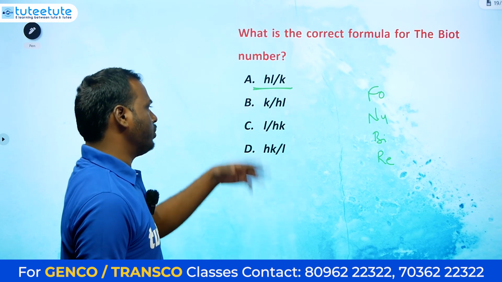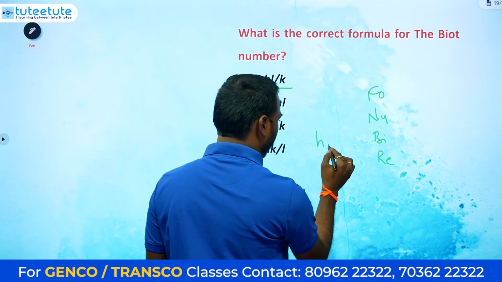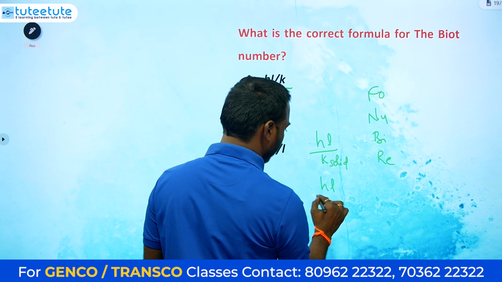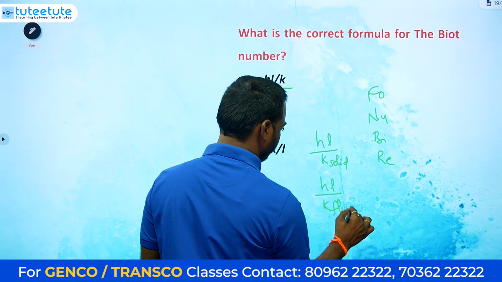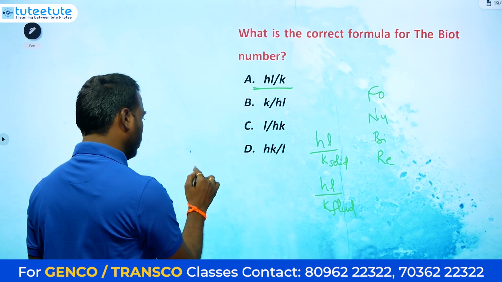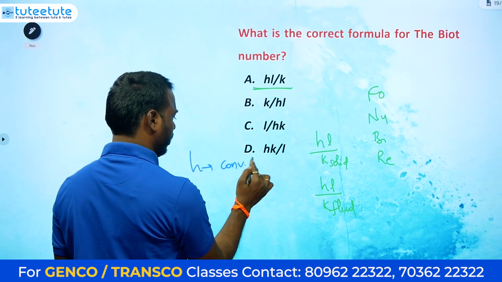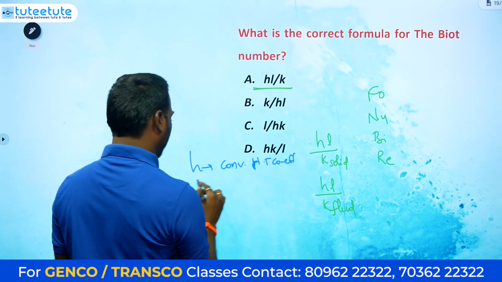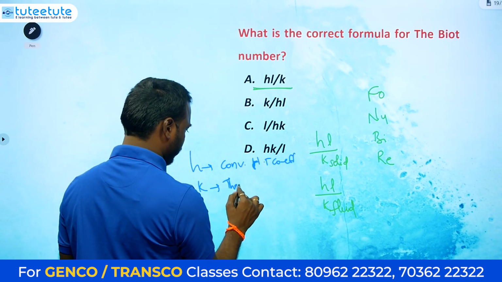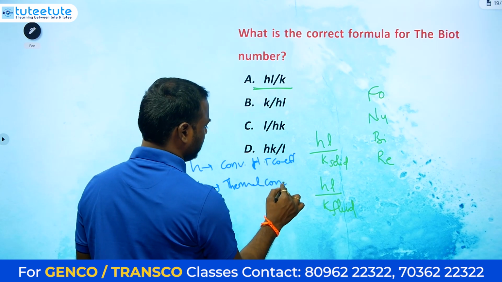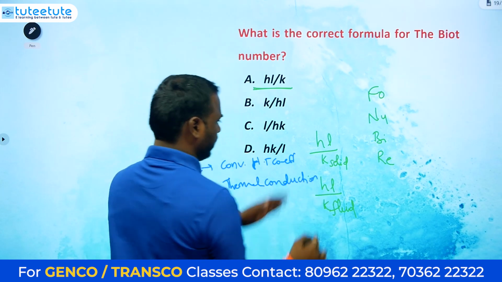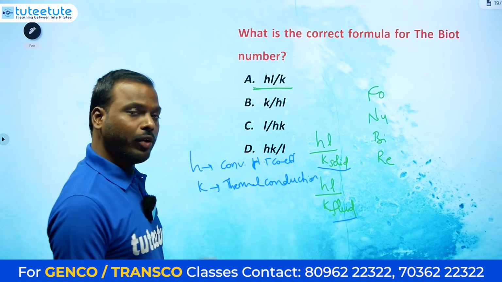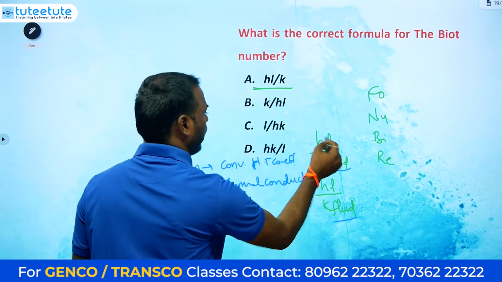If you are observing, it might be given like that also. hL by k solid he may give like this, and another thing is hL by k fluid he may give, where h is the convective heat transfer coefficient, k is the thermal conductivity, and L is the length. If it is given like this, hL by k only, but whether k is for the solid or for the fluid, we need to go for the k of the solid.